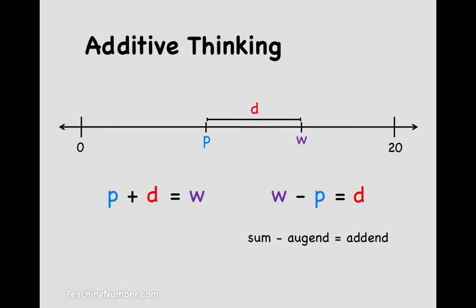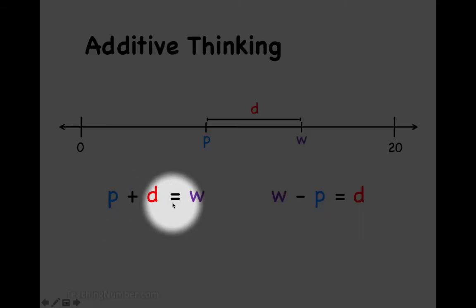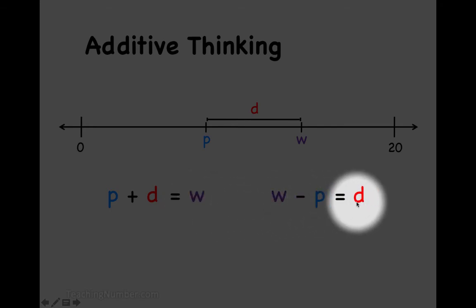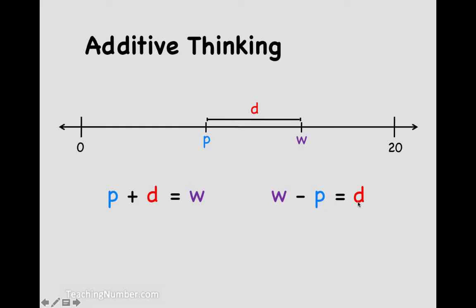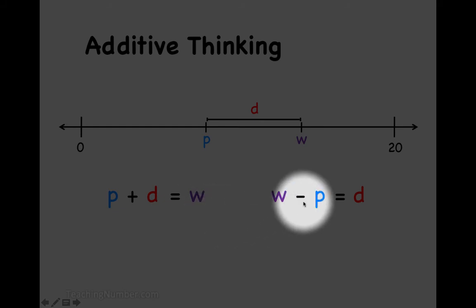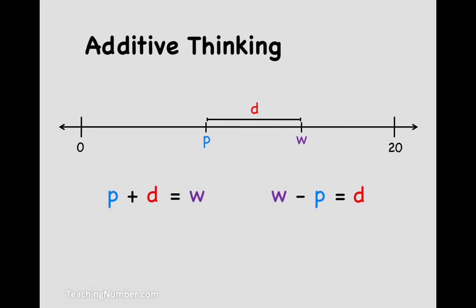So really, the official terminology may be a little bit more confusing than it needs to be. So to simplify our additive thinking, we're going to use the terms part, difference, and whole. Part plus difference equals whole. Whole minus part equals difference. This special relationship between addition and subtraction is called an inverse relationship. We say that addition and subtraction are inverse operations.